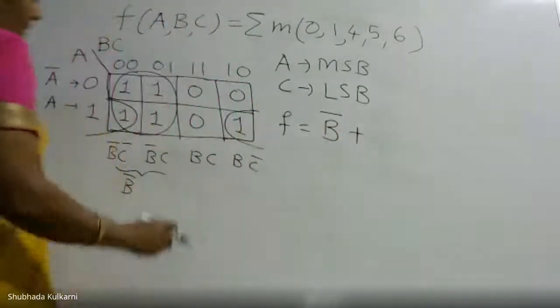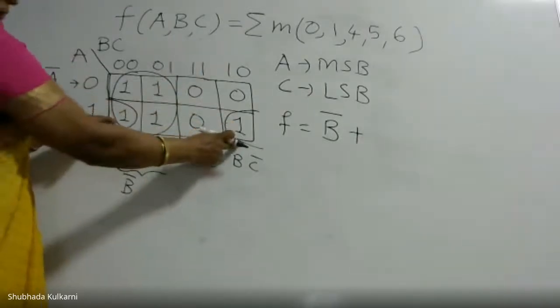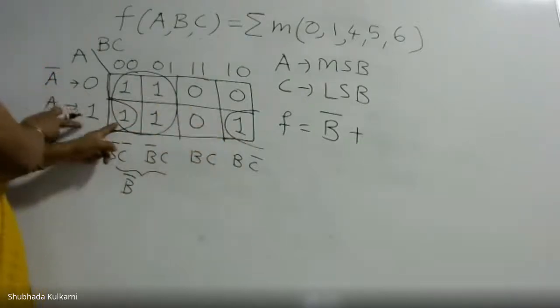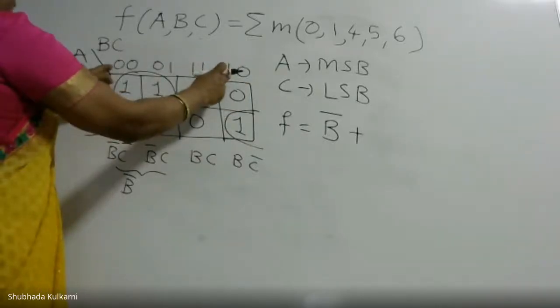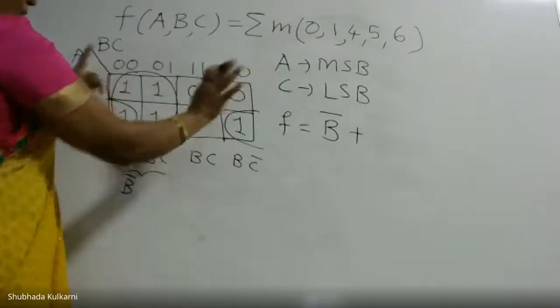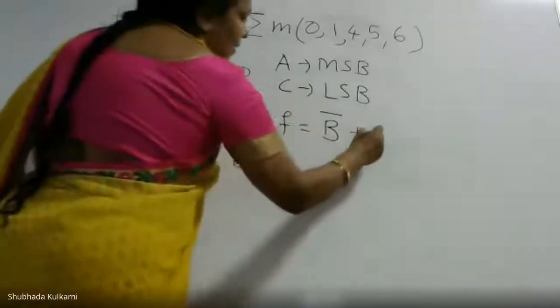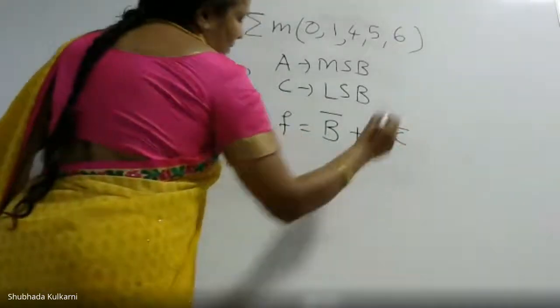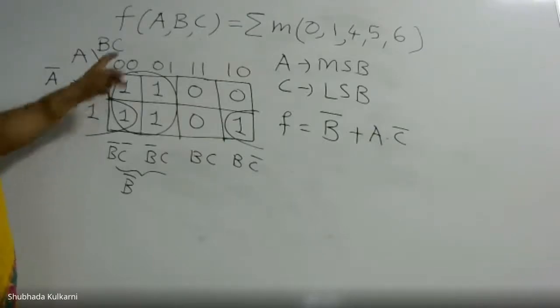Now, this particular pair joins two ones with the folding of the map. Now look at the row. Row variable is A, whose value is 1. On the column side, B is changing from 0 to 1, but C is changing 0 to 0, so not changing. So C is 0. So A is 1, C is 0. So the product term is A C bar. How? A is 1, C is 0.